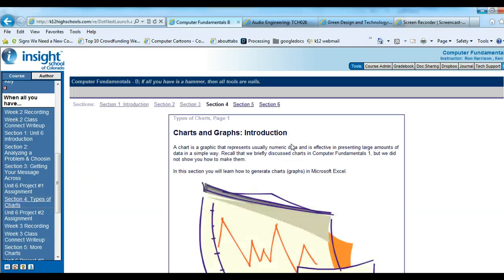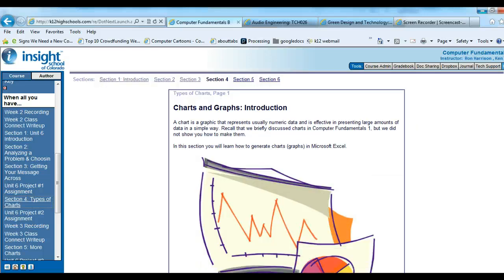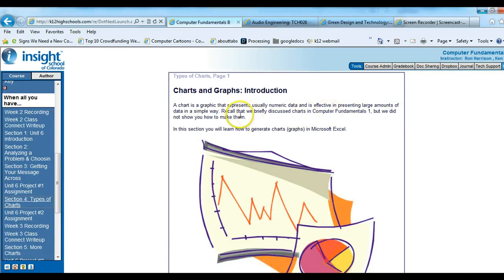Now in section four, we're moving into charts and spreadsheets. And this is all we're going to do for this. Section five and six will be next week. So in section four, charts and graphs. Now a chart is a great way to represent numeric data and present large amounts of data in a simple way. So that's the usefulness of a chart, to easily represent numeric data and present large amounts of data in an easy way. So that's how a chart is used.